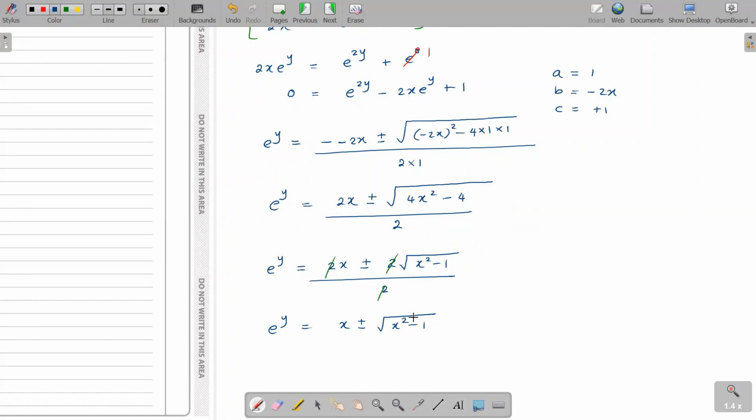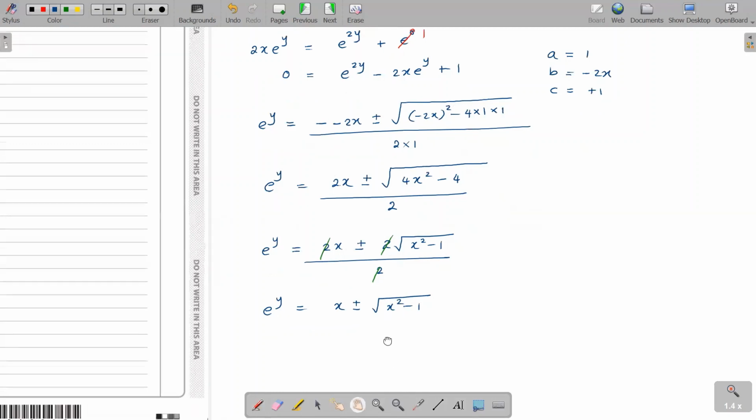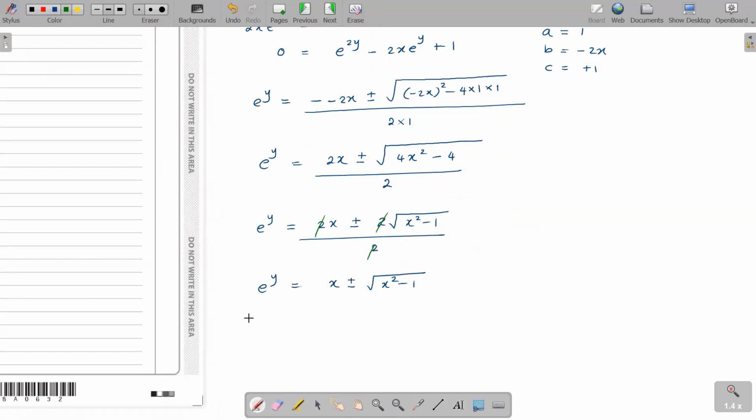Okay, so you come to this point, and then to make y the subject, you apply ln to both the sides, right? So e to the power y, the y comes forward, y times ln e, which is 1. So we get ln of x plus or minus root x² minus 1. Okay, so now we come to this point.